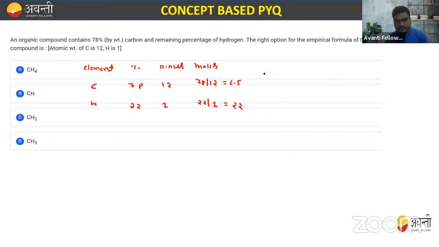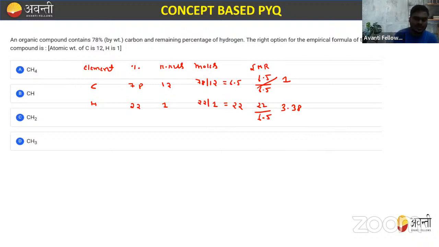Now we write the simple molar ratio. So how will you write the simple molar ratio? Just divide by the smallest quantity. Look at the smaller value in both: it is 6.5, right? So divide everything by 6.5. So 6.5 divided by 6.5 is 1. And how much will this be, quickly? That is 22 divided by 6.5, so this comes to 3.38. So which option is correct?